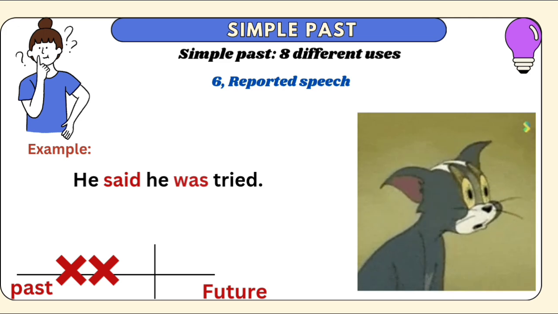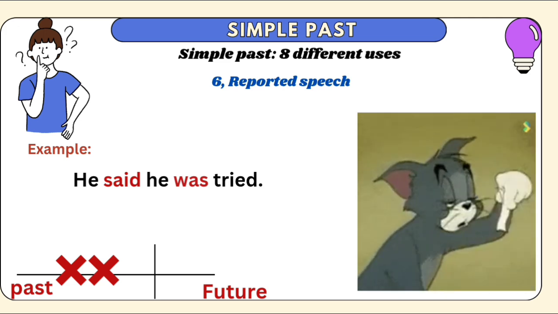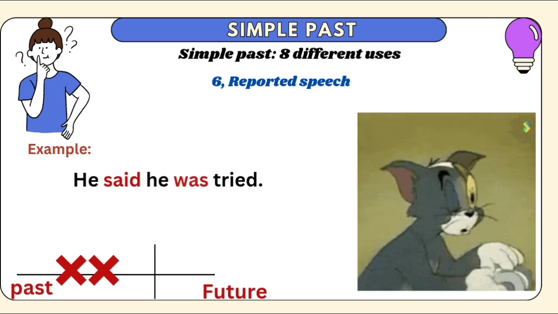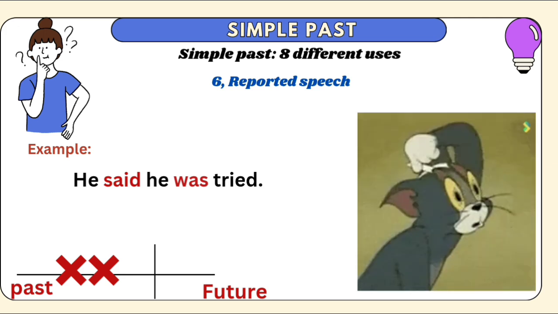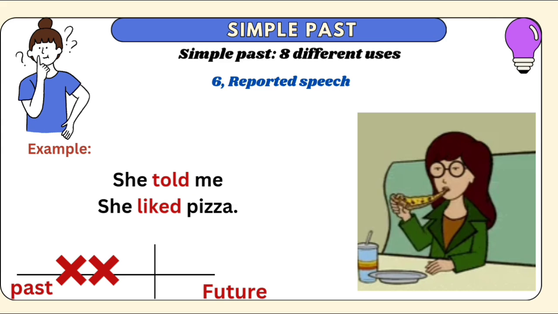So both of them are in the past. He was tired, first action, and then he said he was tired, also a past action. Another example. I like pizza so much. She told me she liked pizza. So you can use said or you can use told me, right? So she told me she liked pizza. That is also reported speech.